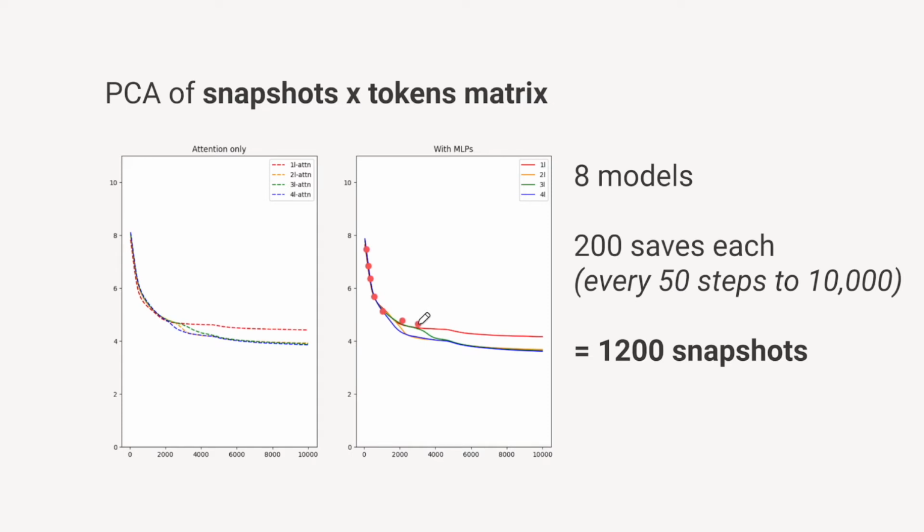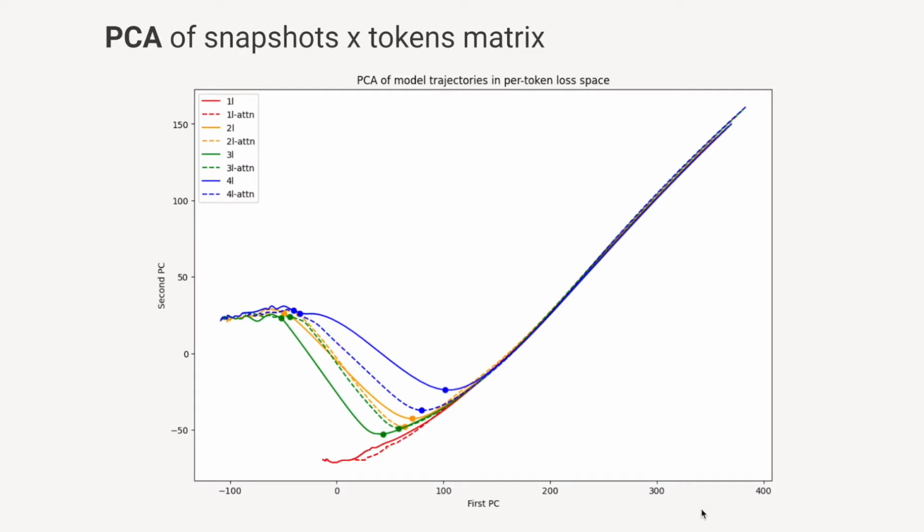I have 200 different snapshots over the course of training for each of the 8 models, saved every 50 steps. So overall, that's going to be 1,200 snapshots whose token behaviors we'll be checking out. Each model has been shown 10,000 different contexts, and a random token has been selected from each context. So overall, this is a 1,200 snapshot by 10,000 token matrix that we'll be doing PCA on. Here's the result of that in the first and second principal component.